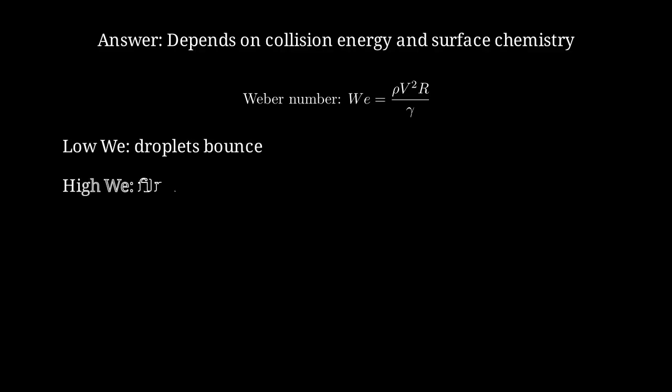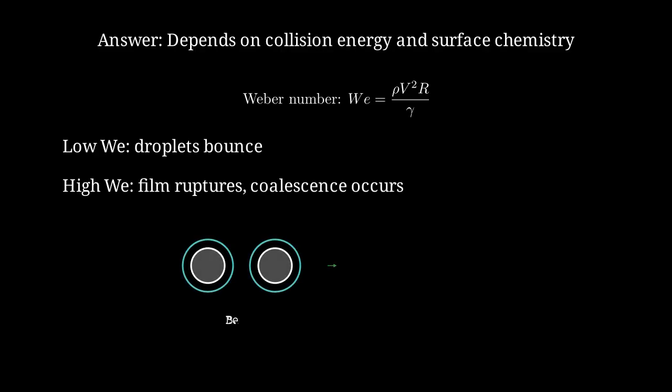The Weber number equals density times velocity squared times radius, divided by surface tension. At low Weber numbers, droplets bounce elastically without merging. At high Weber numbers, the thin film between droplets ruptures and they coalesce. Two inverted droplets approach and merge, forming a single larger droplet with a combined air core.